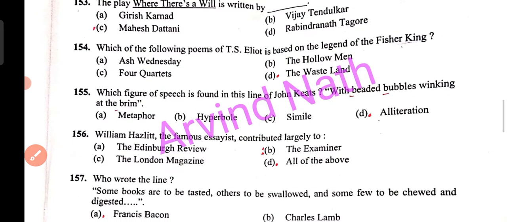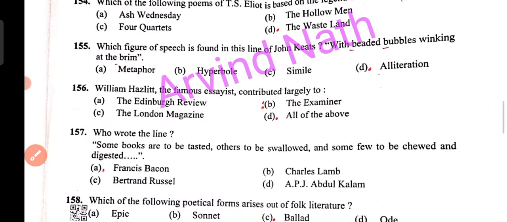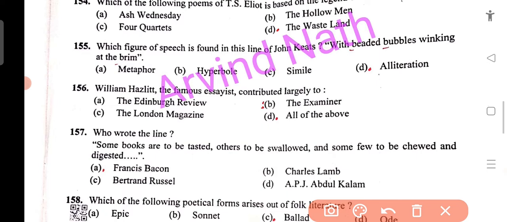Now the next 154. Which of the following of T.S. Eliot's is based on the legend of the Fisher King? Answer number D will be the correct, The Waste Land. Now the next 155. The figure of speech in 'with beaded bubbles winking at the brim'. So option number D will be the correct, alliteration, because the letter B is coming so many times.